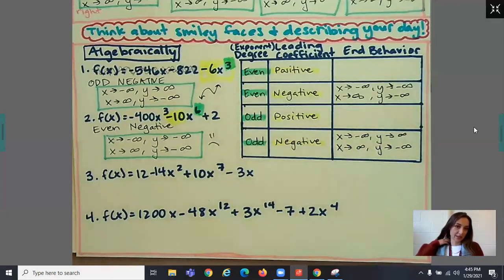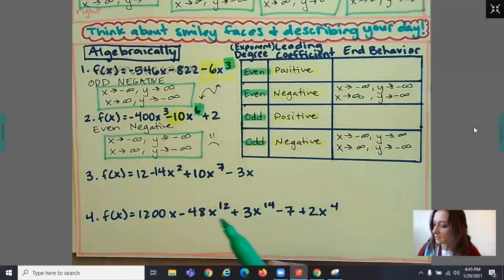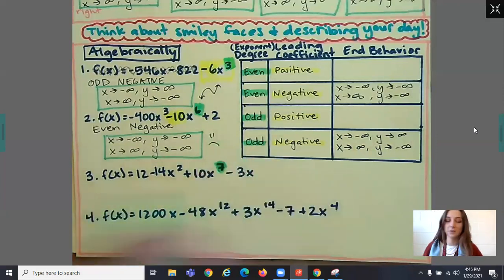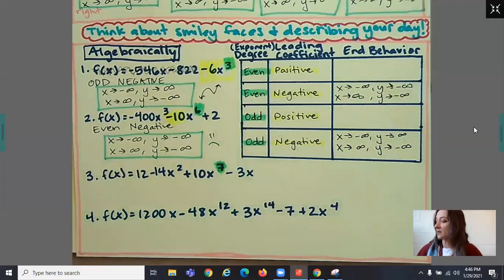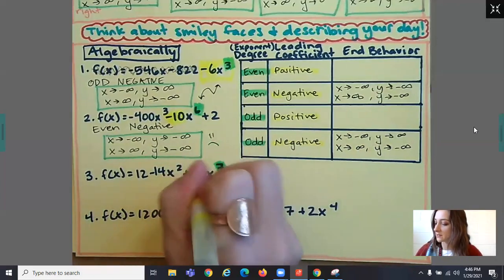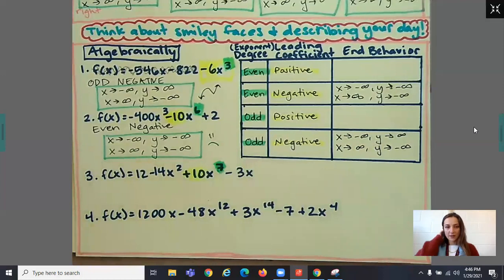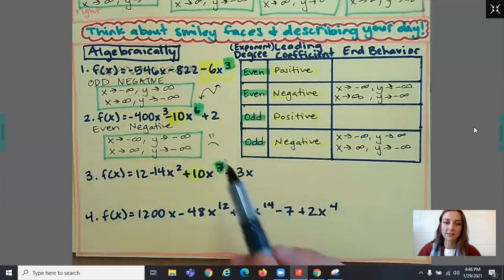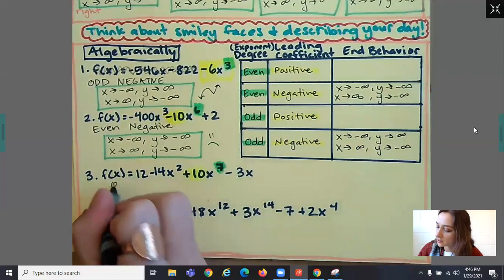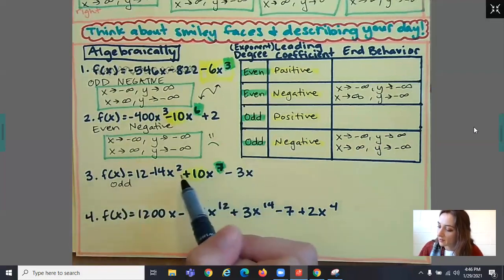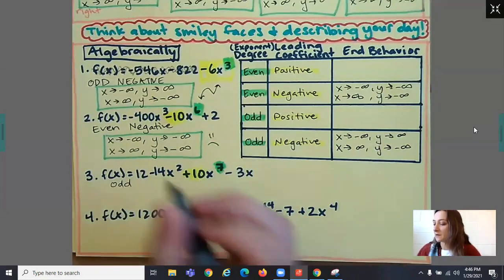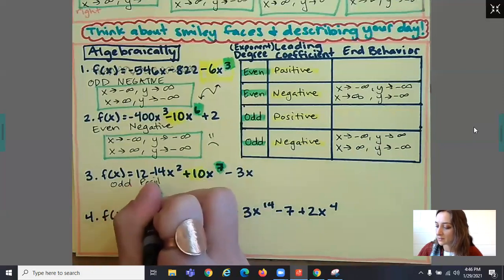Okay, so let's look at the next one, and I'm going to look at the highest exponent first. And here I see that the biggest exponent is 7. So that's what we're going to be working with. And the number in front of that x to the 7th is positive 10. So we're working with the 7 and the 10. 7 is an odd number, so this is going to be odd.